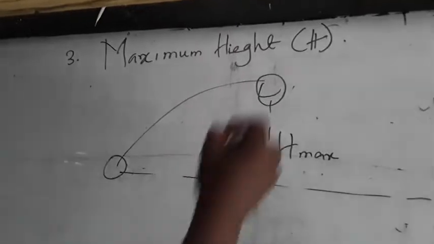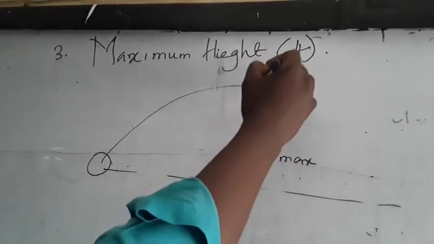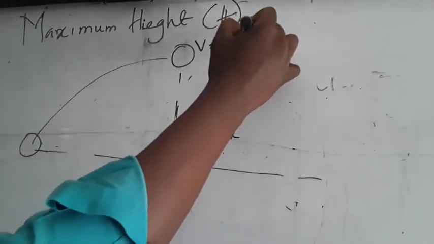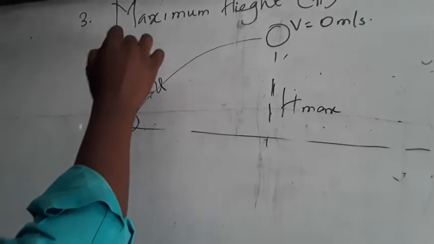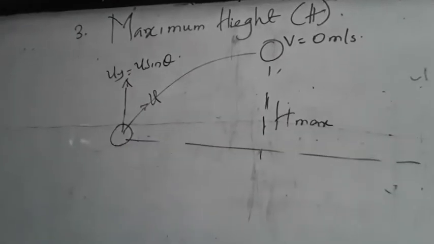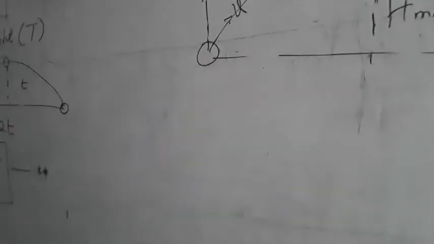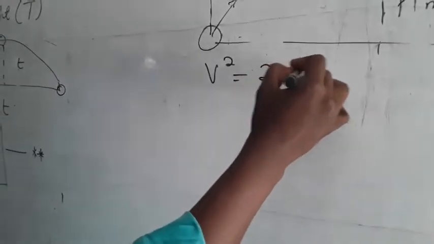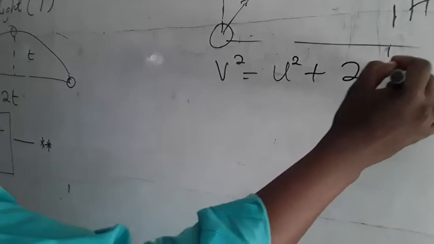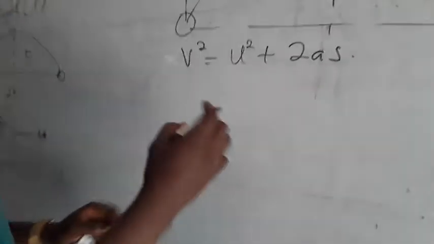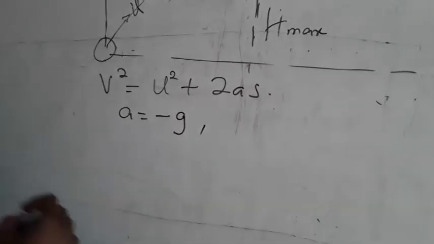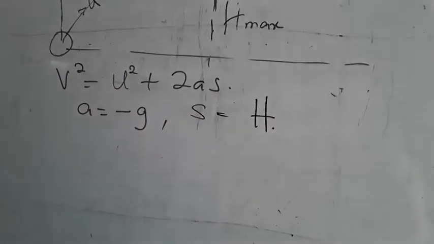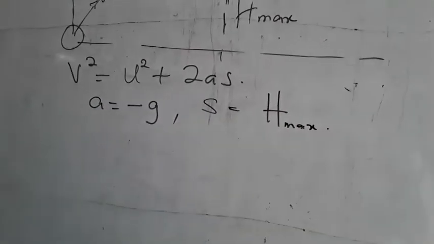Now, you note that number one, the parameters that you could actually see here is that your V is equal to 0 meters per second, and it actually moves with U, which is with the vertical component, which is U y equals U sine theta. So we're going to be looking at one of the equations of motion, the one relating to this. We have V square equals U square plus 2as. At this particular point, to reach the maximum height, your a is minus g, note, from what I explained. Your s changes to H, which is the maximum height that we are looking for.